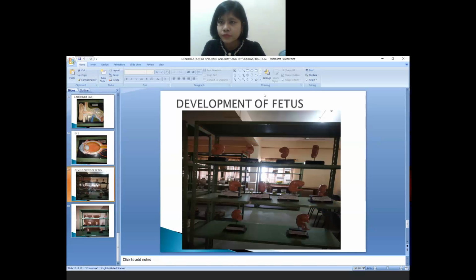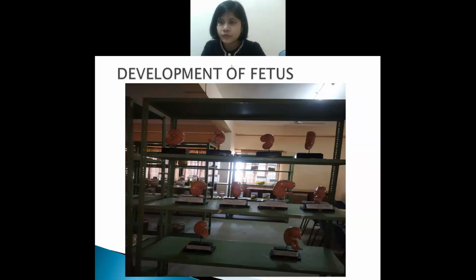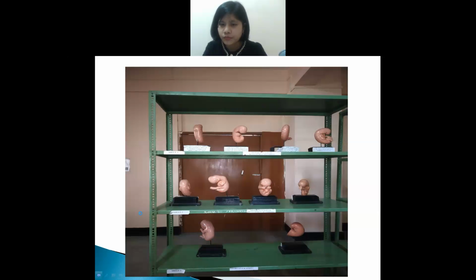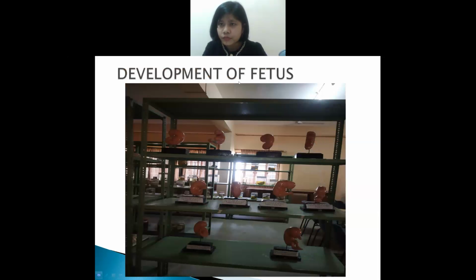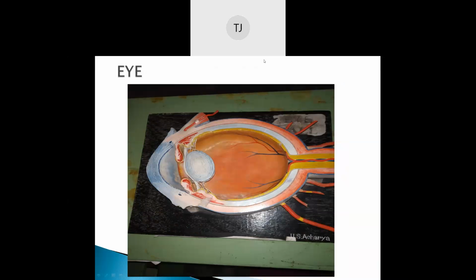I will take at least 5 minutes more. So this is the development of the features. This is not included in the syllabus, but I'm just showing it to you for your knowledge, how the features develop. Understand?